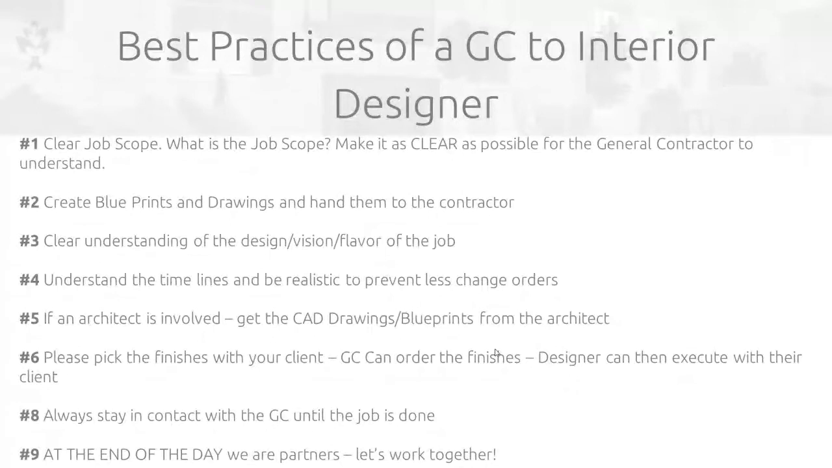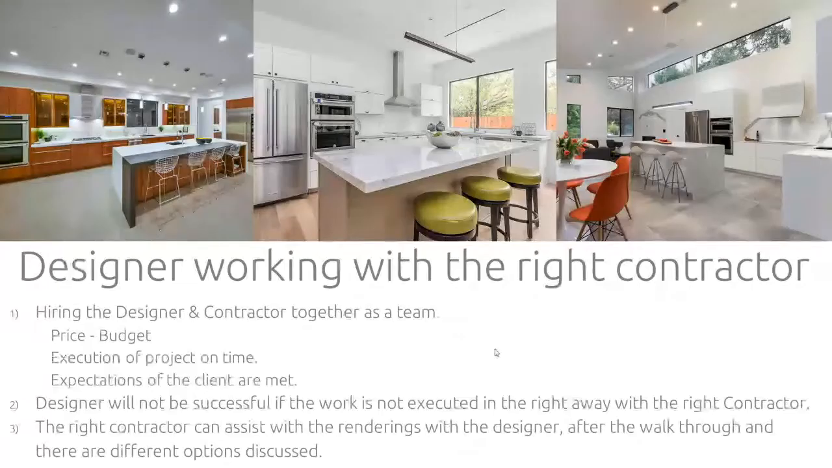Now, expectations from an interior designer to a general contractor. Now I'm going to flip it. A designer working with the right type of contractor is obviously setting the prices up front and the execution of the job. If it's three to four months, making sure we hit that time frame. And then also telling us, what is the psychological profile of that client? What do they like? What don't they like?